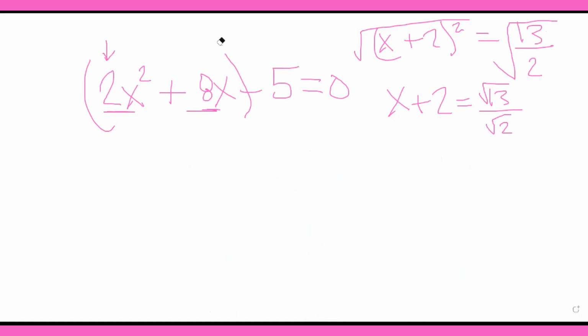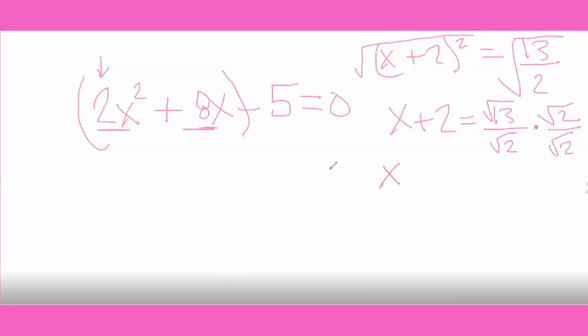And if I rationalize that radical, I'm going to multiply both top and bottom by square root of 2. That's just multiplying by 1, so I really haven't changed the value of my equation. Okay, so what we would have next is our x plus 2, and our rule of radicals here is I can multiply under the radical. So 13 times 2 under the radical would be square root of 26.